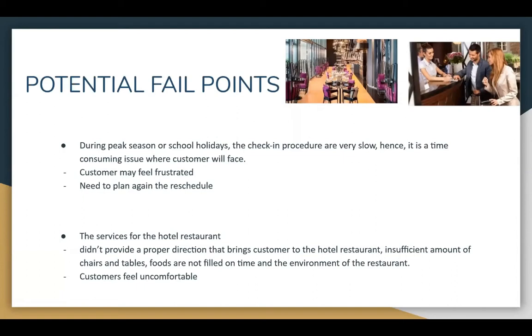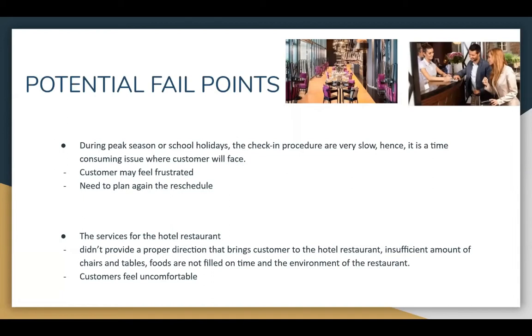The second fail point will be the services for the hotel restaurant. The first issue that customers may face will be they don't know where the hotel restaurant is located because there is no proper direction that leads them to the restaurant.